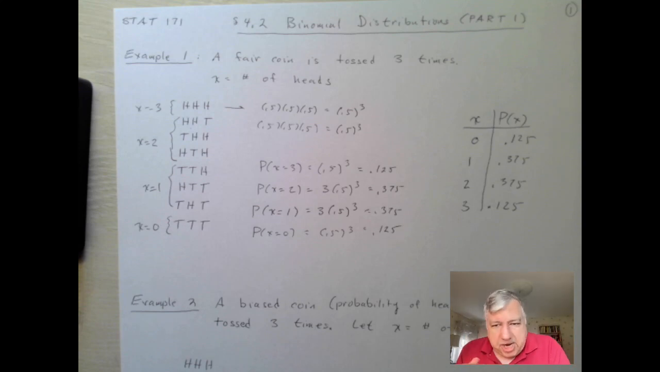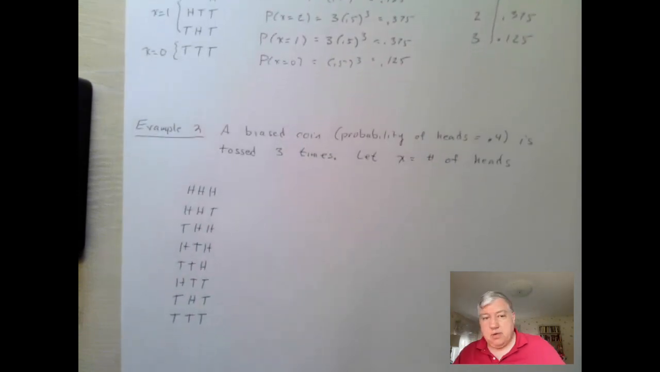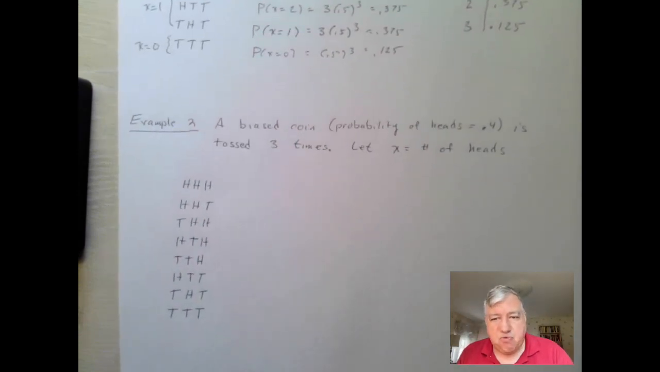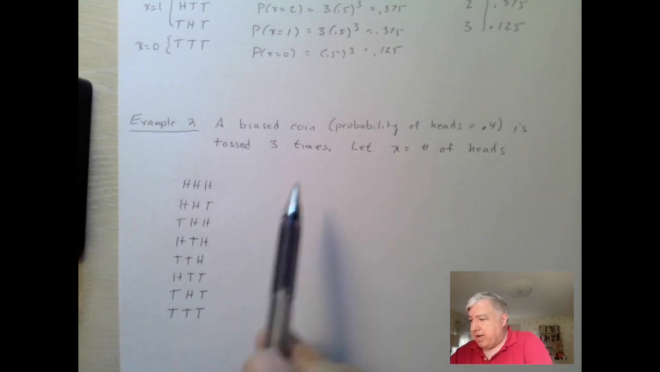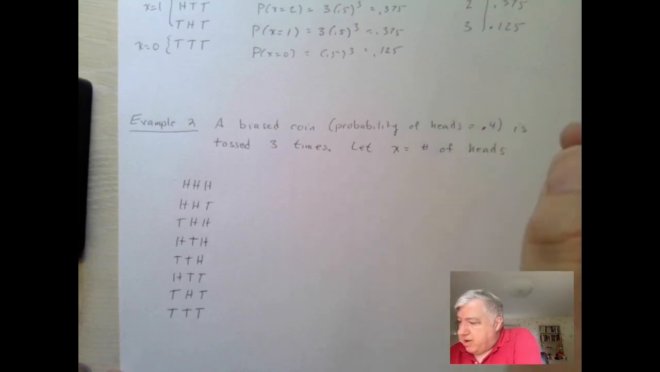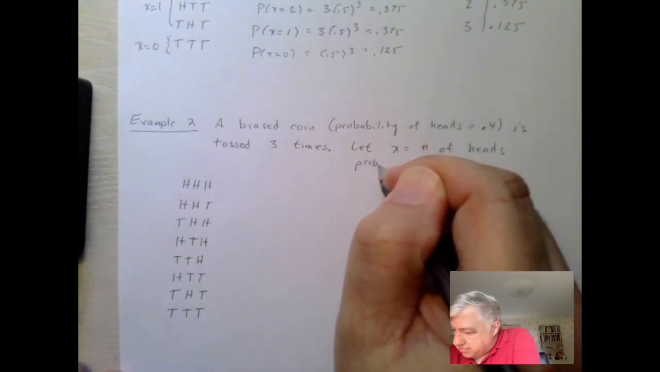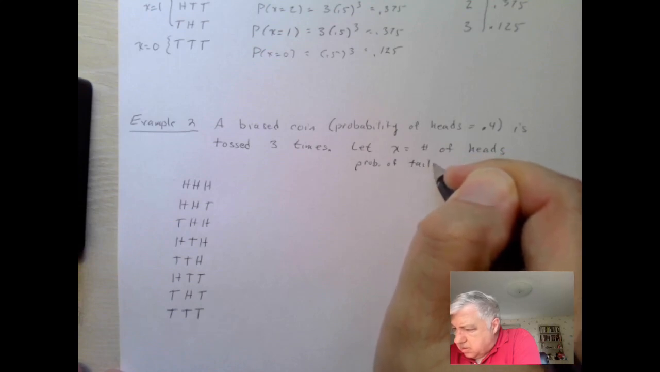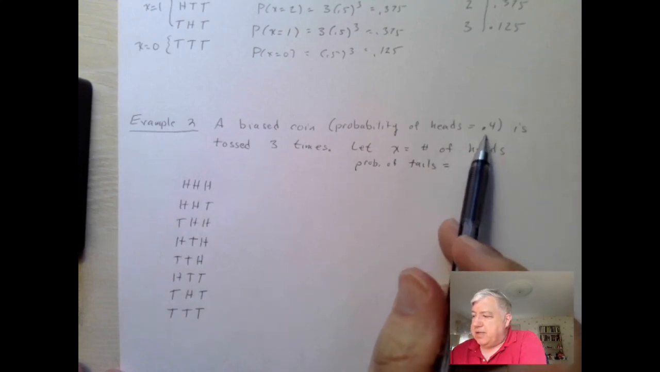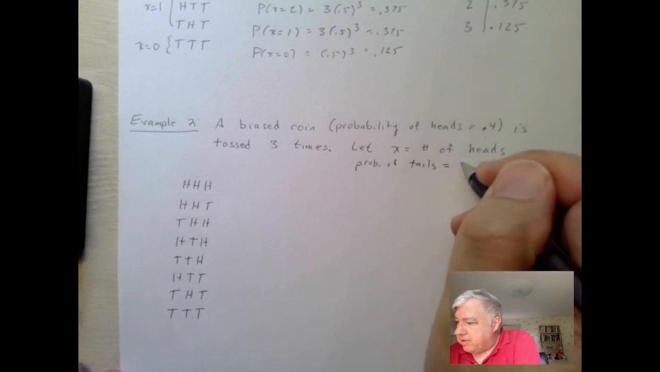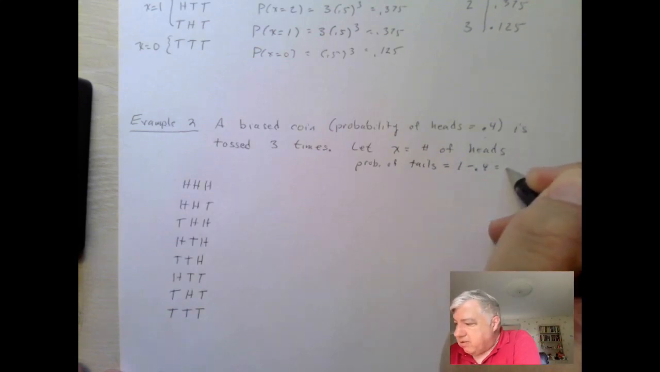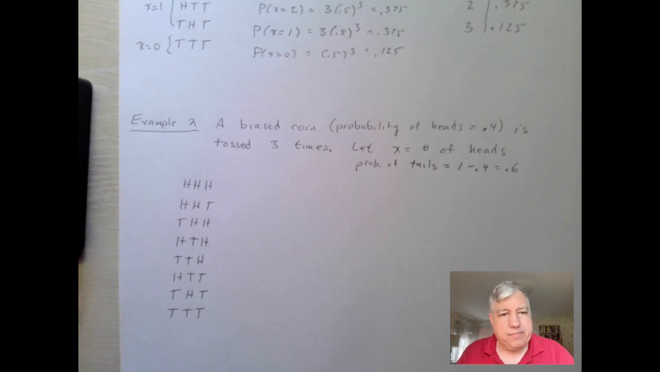Now, let's change things a little bit and use a biased coin, where the probability of heads is 40%, or 0.4, and we toss it 3 times. Now, how can we compute the probability of x number of heads? Well, first we want to note that tails is the complement of heads, and the probability of heads is 0.4, so the probability of tails will be 1 minus 0.4, or 0.6.